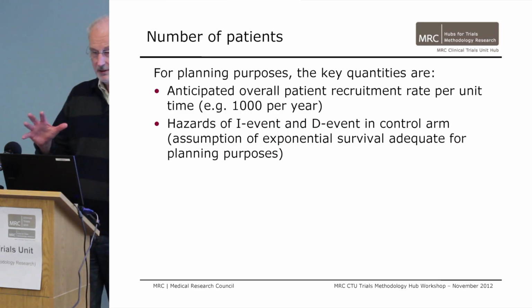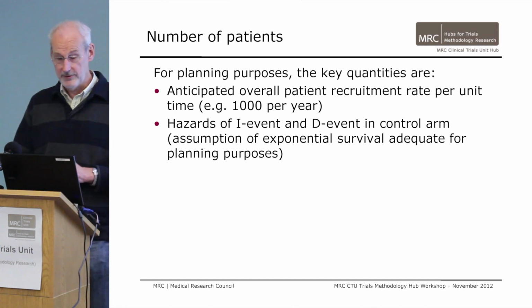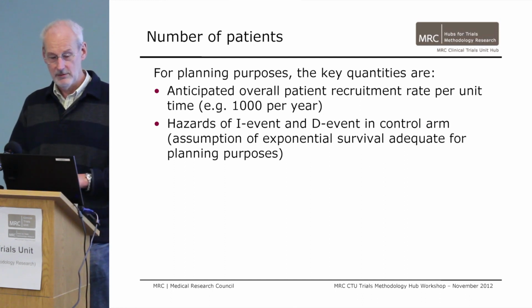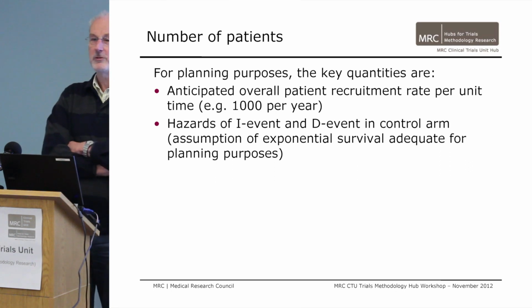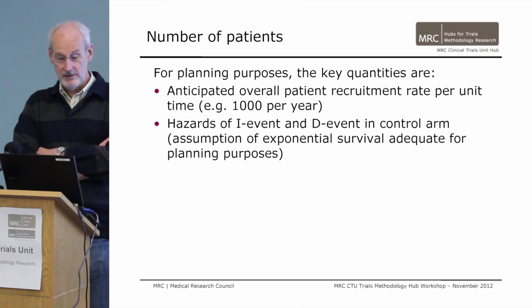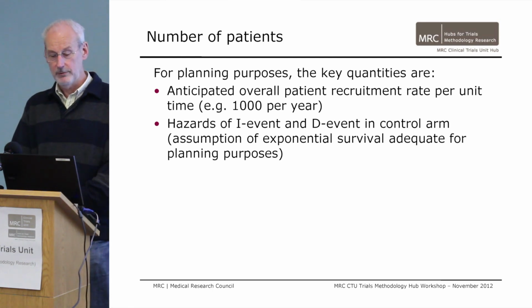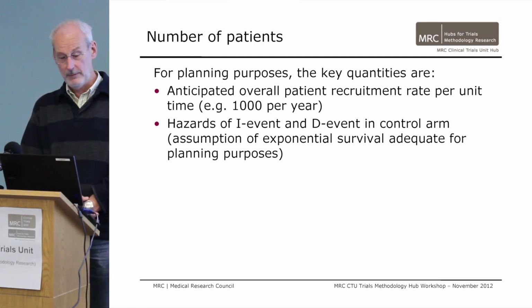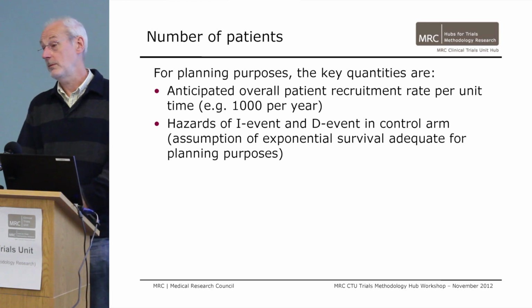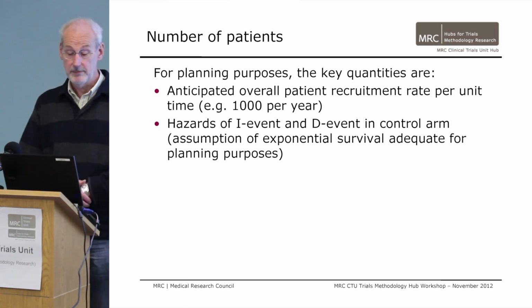Okay, so those are some of the really nuts and bolts of this design. What about even more basic stuff? How many patients do I need? Well, we need to know this, of course. So how do we get a handle on this? Well, the first thing we must ask, as in all trials really, is how many patients can I expect to recruit to the trial per year or per time unit?